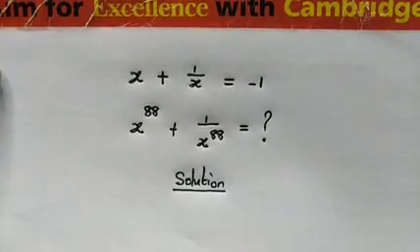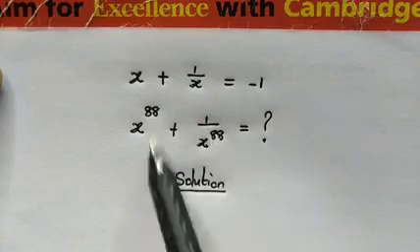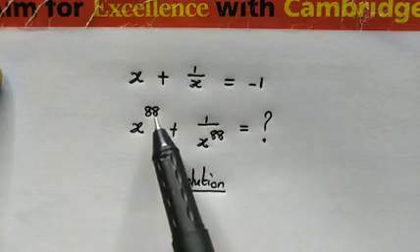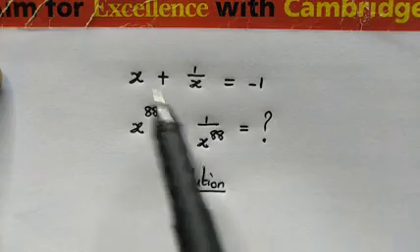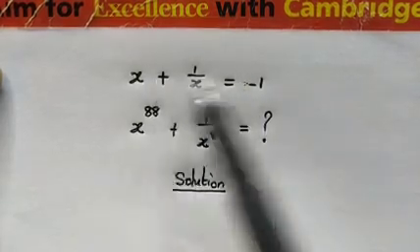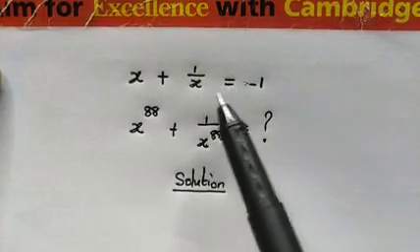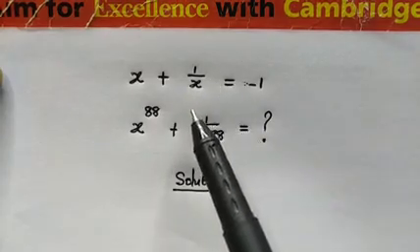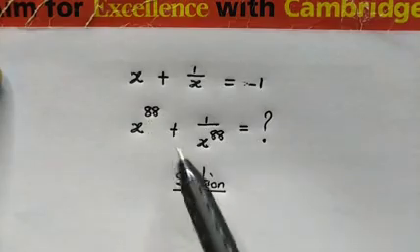Today we're given this interesting math problem. x plus 1 over x is equal to -1, and here we're going to evaluate this expression x to the power of 88 plus 1 over x to the power of 88. If you multiply both sides of this equation by x, this will transform to a quadratic equation. And when you solve for the roots of this quadratic equation, you get complex numbers. And to raise a complex number to the power of 88 is something very silly, right?